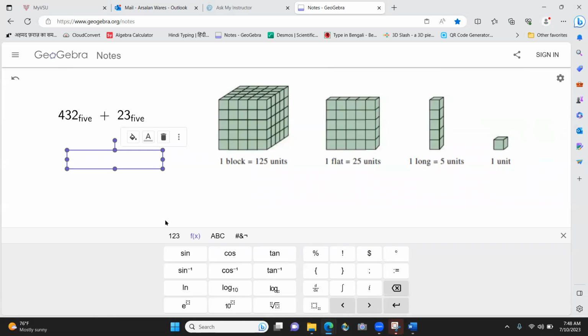3 loose ones from the right and 2 loose ones from the left will be traded for one long one. And that'll make 3 plus 2. I already have 5 rods, so I'll have 6 rods. The first digit will be 0. I have 6 rods, and those 6 rods, 3 plus 5 is 0, 1. And then I have 4 on the left, I have 4 of the slabs or flats.